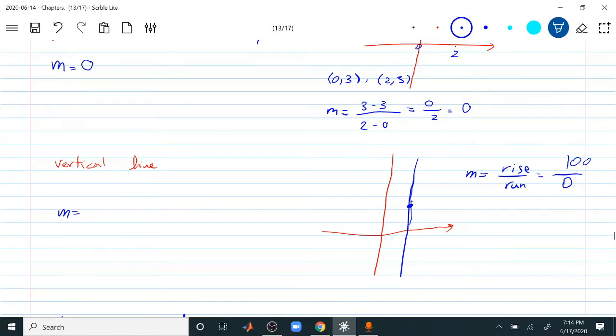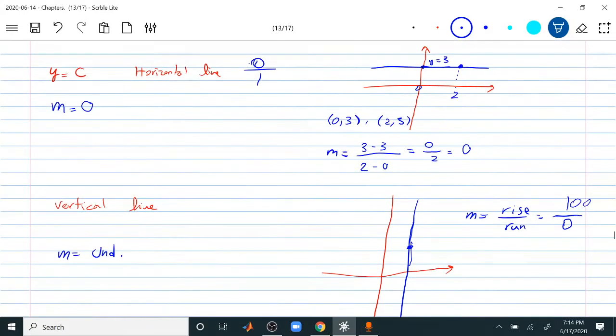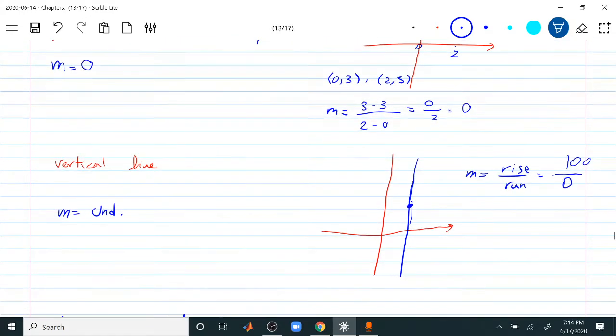So what is the slope? Slope is undefined in this case. So if you have a vertical line, you have an undefined fraction. There is no slope. Slope is undefined. But if you have a horizontal line, slope turns out to be 0.